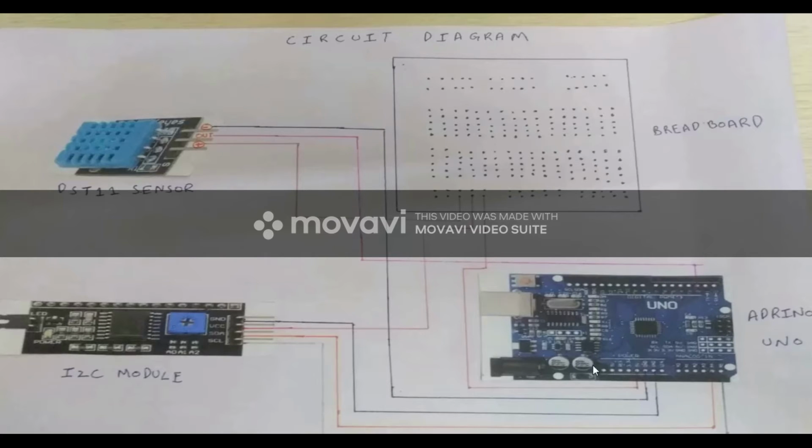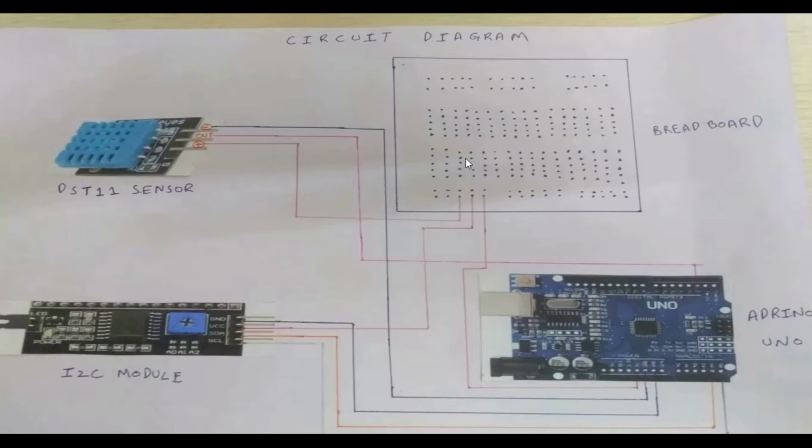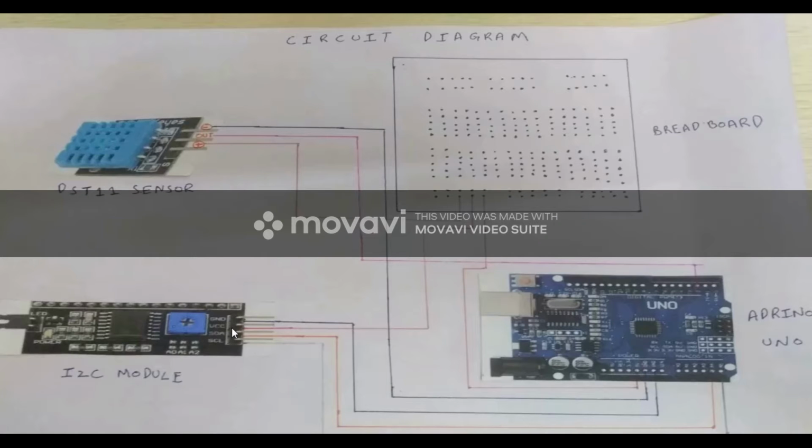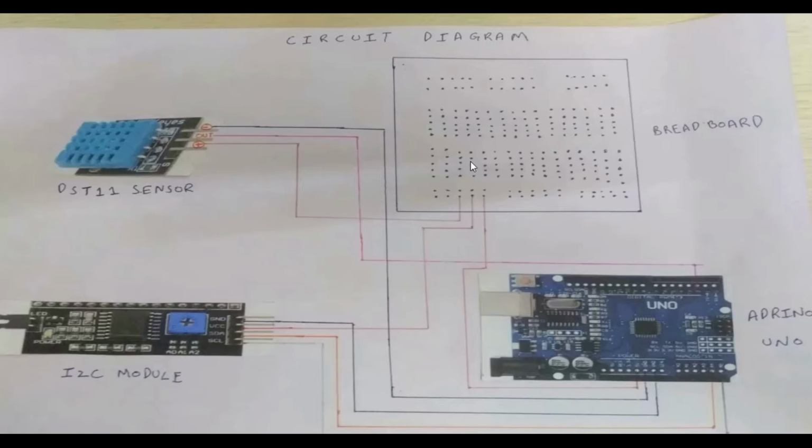We have the 5-volt terminal of the Arduino Uno connected to the breadboard, along with the positive terminal of the DHT11 sensor and the VCC terminal of the I2C module. Here we are using the breadboard since there is only one 5-volt terminal, and hence we need a breadboard to connect it to both the I2C module and the DHT11 sensor.